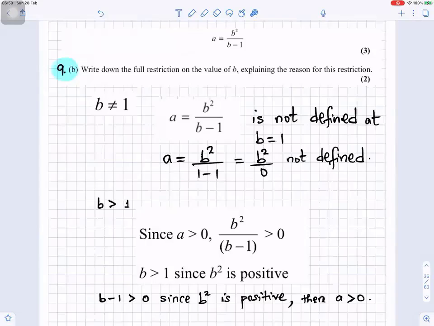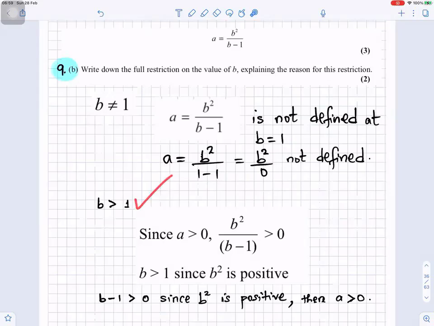Question 9b. Write down the full restriction on the value of B, explaining the reason for these restrictions. So B is not equal to 1. It's not defined at B equals 1, because if you put 1 there, 1 minus 1 is 0. So B squared over 1 minus 1, B squared over 0, is not defined. You cannot divide by 0.